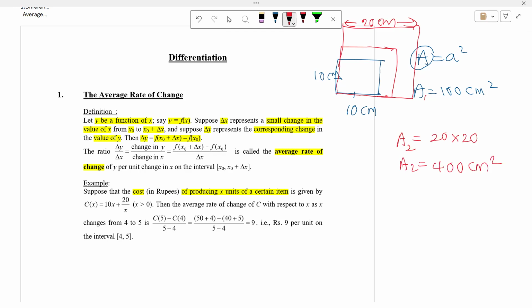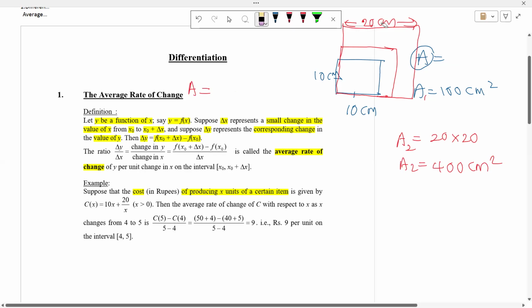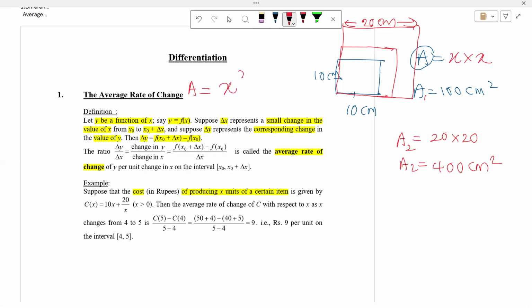So depending on the change I make in the side length, my area changes. It means depending on the change I make in one variable, another variable changes. So this is the function: A is equal to a times a. Just imagine this is x, so A is equal to x times x, where x is the length of one side. So A equals x squared is a function. Here, x is called the independent variable and A is the dependent variable.